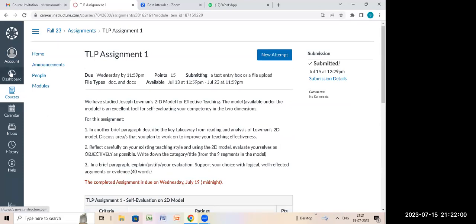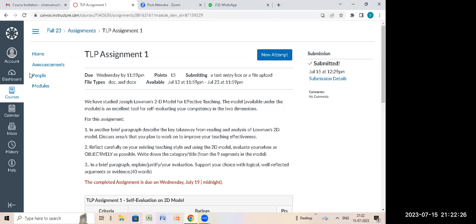Ma'am, question number 1. Discuss the areas that you plan to work on. Yeah, second part of question number 1. We'll look at it. Let's finish. Okay, madam, can I go ahead?